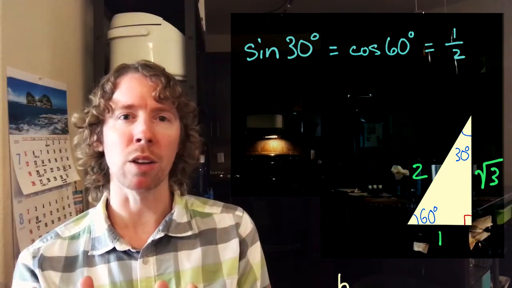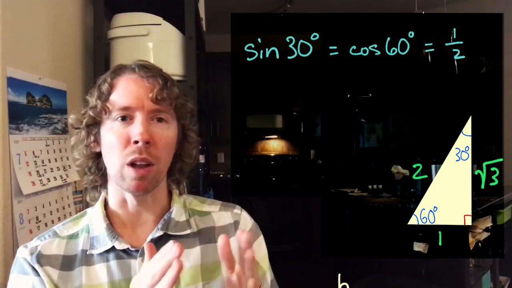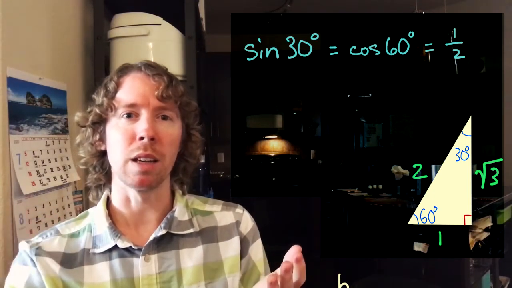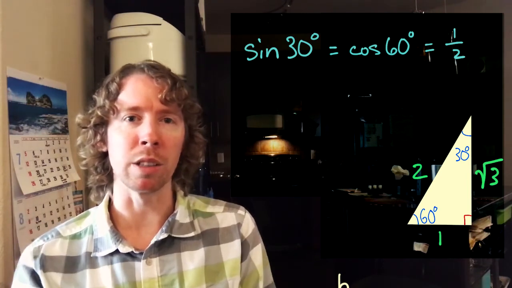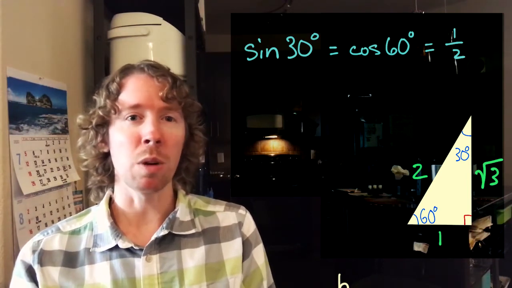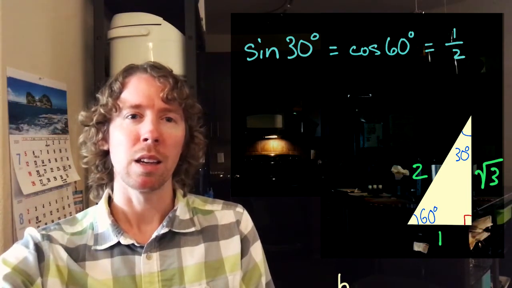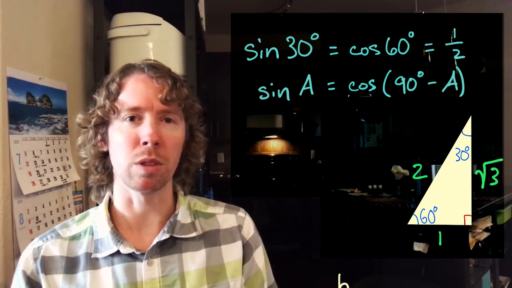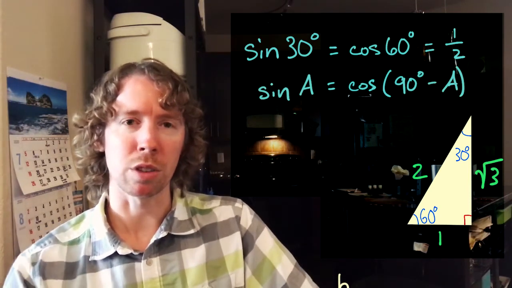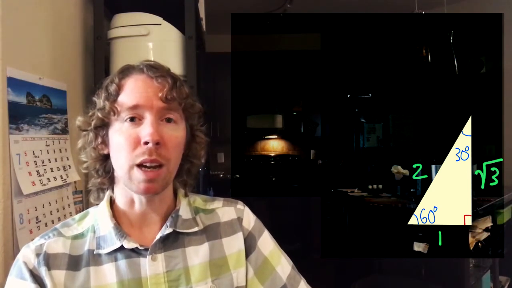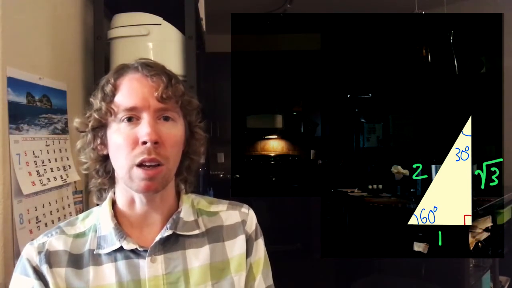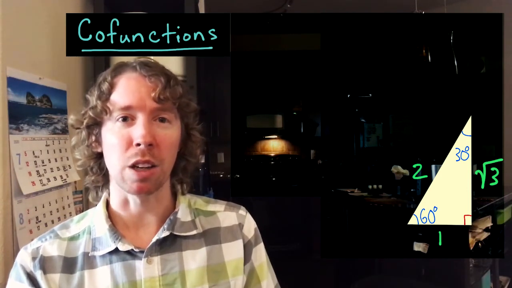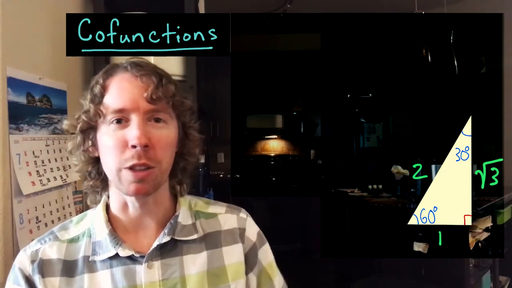If we start with the right triangle, and let's say we have an angle A, then the other angle in the right triangle has to be the complement of A, 90 degrees minus A. And it's always true that sine of 90 minus A equals cosine of A, just because of the way those trig functions are defined. So because of that, we call sine and cosine cofunctions. And so tangent also has a cofunction, which is obviously cotangent.